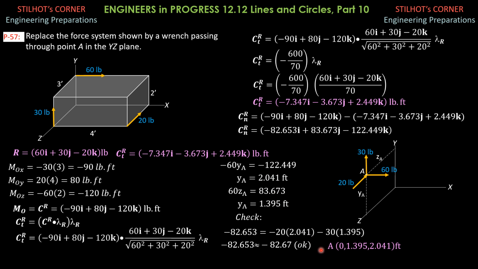Therefore, the point where the axis of the couple intersects the YZ plane, the axis of the couple, remember, is also this force here, is at 0, 1.395, 2.041, and that's the coordinate in feet. So that's it for this video.